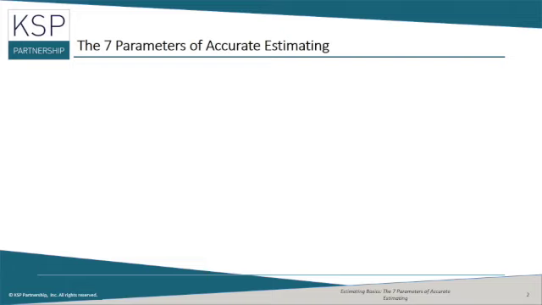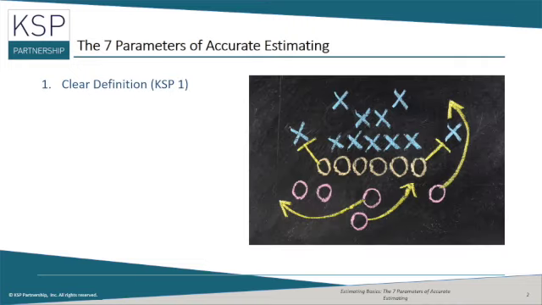Our first parameter is also our first key success parameter to high productivity organizations: clear definition. This covers 2 aspects of estimating. The first is clear task definition. Simply put, if I know exactly what I'm building, the more reliable my estimate. If the task definition is vague, my estimate will be unreliable.